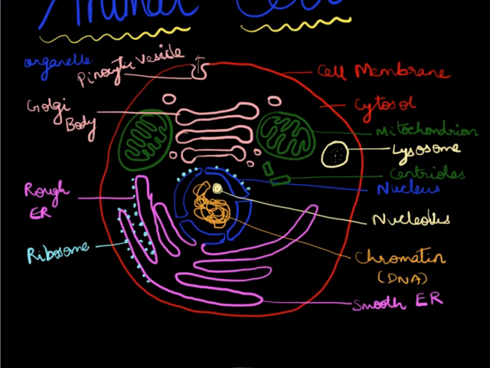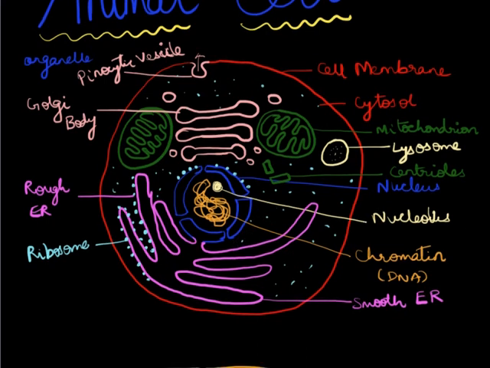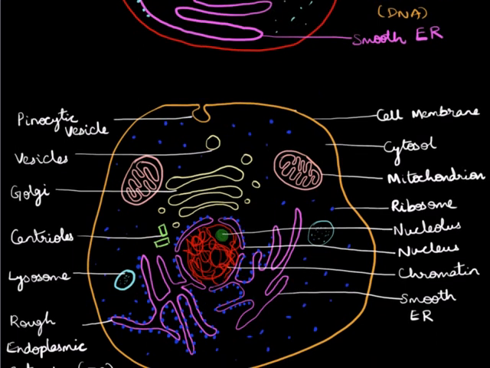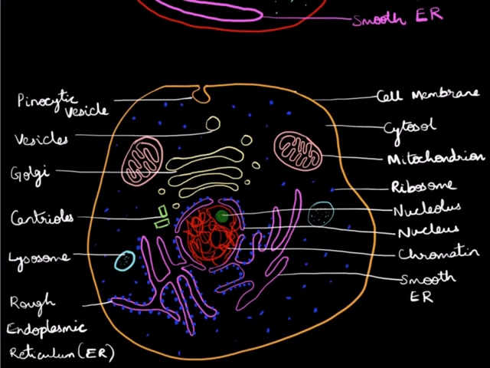Okay, so let's now put some ribosomes in the cytosol. So we have put all the organelles in place now. Let us go down and look at a completed structure. So this is how a completely properly labeled cell looks like.